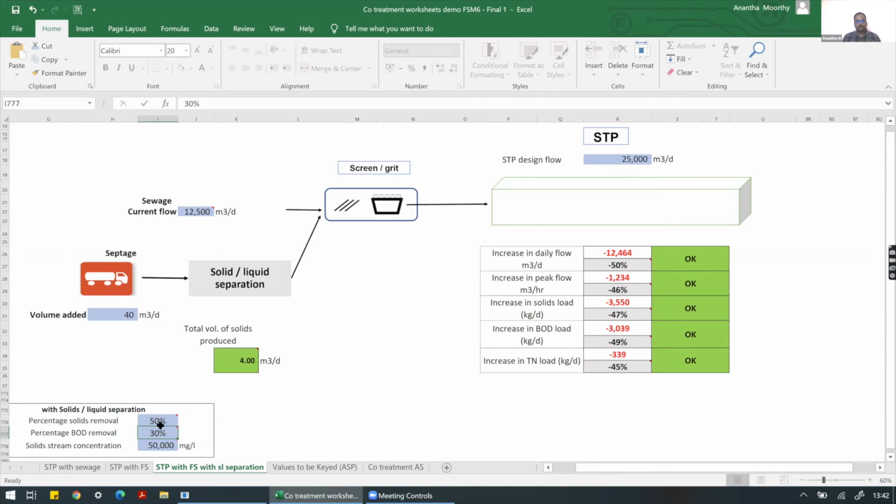So if I consider a solid liquid separation, 50-30% is being considered here. This adds to the 5 factors, that is daily flow, how much the peak flow increases, solid load, BOD load, and TN load. It also provides you an additional factor called total volume of solids that is produced, which indicates how much from the fecal sludge has to be additionally handled by the existing facility.